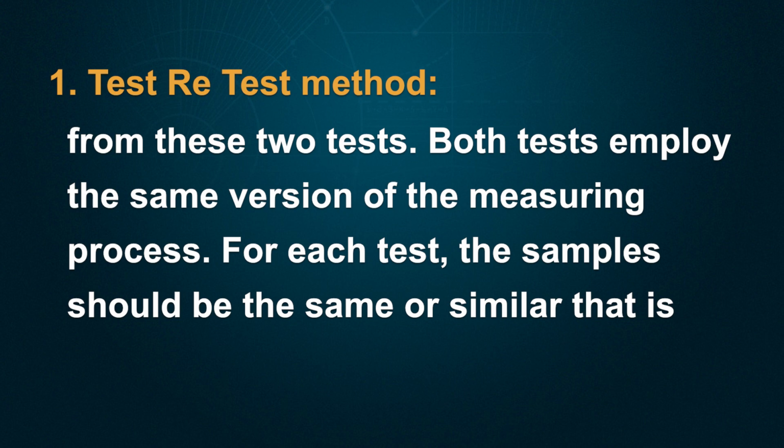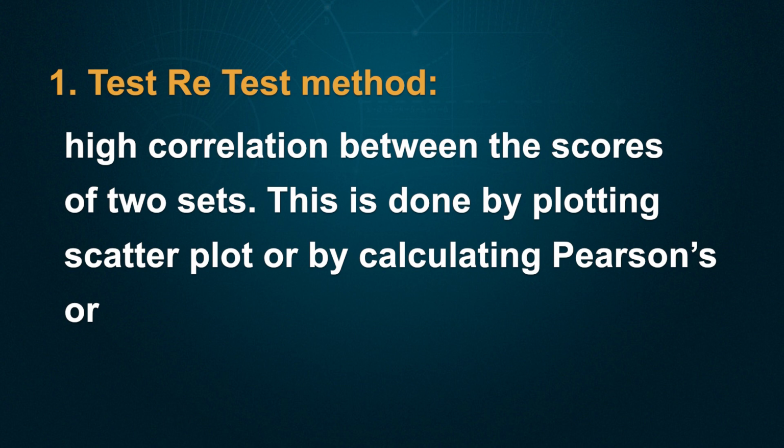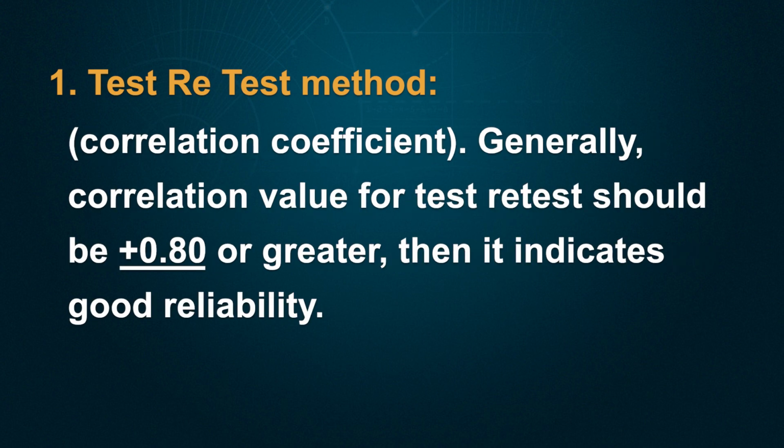The measuring process is regarded as trustworthy if there is a high correlation between the scores of the two sets. This is done by plotting a scatter plot or by calculating Pearson's r, that is, the correlation coefficient. Generally, the correlation value for test-retest should be plus 0.80 or greater.